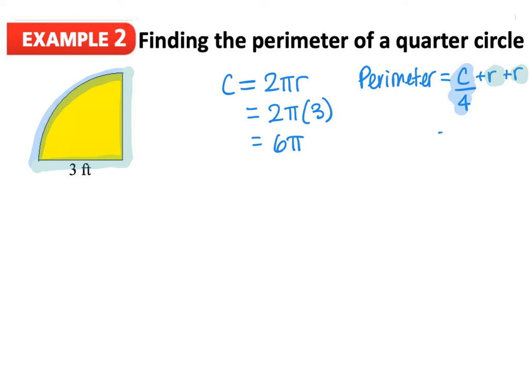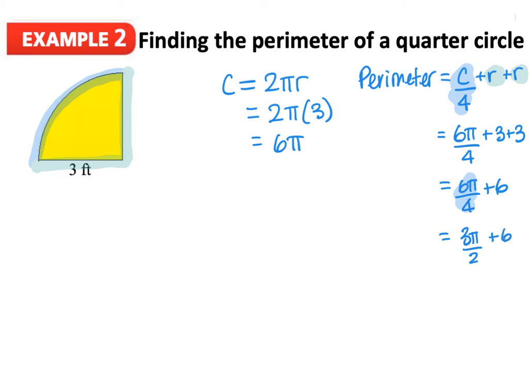So when we substitute everything in, we're going to get 6 pi divided by 4 plus 3 plus 3, which is going to give us 6 pi over 4 plus 6. And now if we look at this fraction, 6 pi over 4, that simplifies to 3 pi over 2, and then we have plus 6.